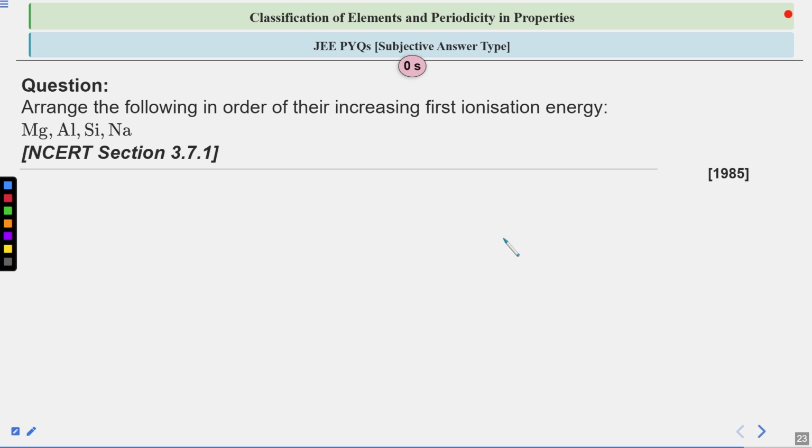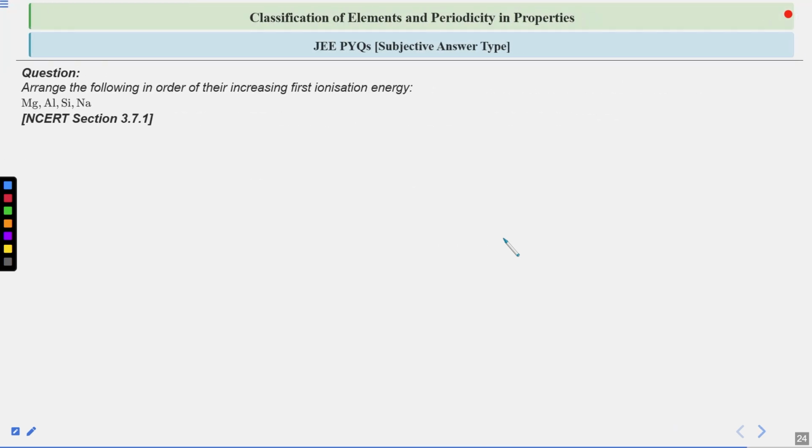So your time is up. Let us try to understand this. Okay, we will try to understand it step by step. Meanwhile, I'm telling you the answer. Sodium will have the lowest ionization potential, then comes your aluminium, then your magnesium, and lastly your silicon.